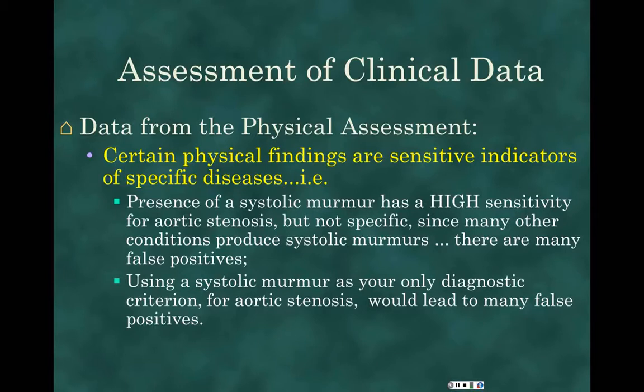Look at the data from your physical assessment. Certain physical findings are sensitive indicators of specific diseases. In other words, for example, the presence of a systolic murmur has a high sensitivity for aortic stenosis, but is not specific, since many other conditions produce systolic murmurs. There are many false positives. Using a systolic murmur as your only diagnostic criterion for aortic stenosis would lead to many false positive diagnoses.